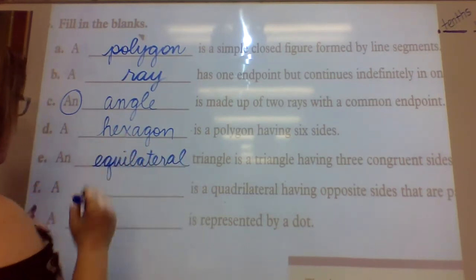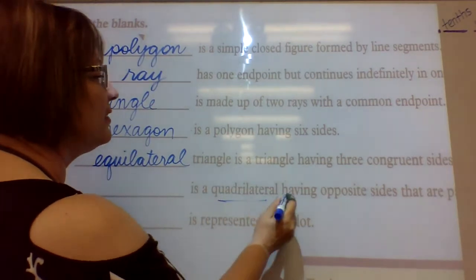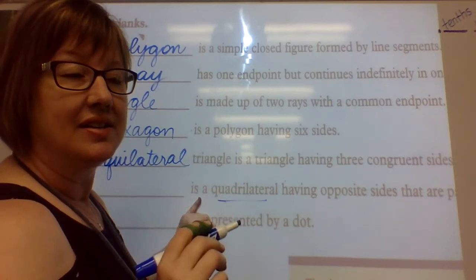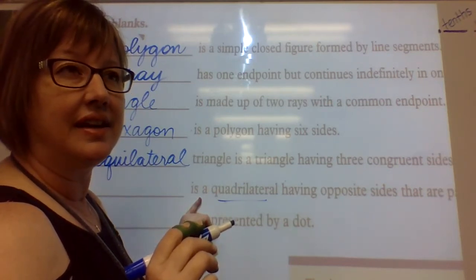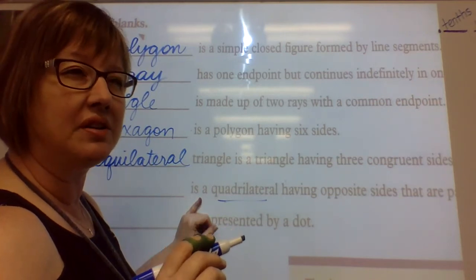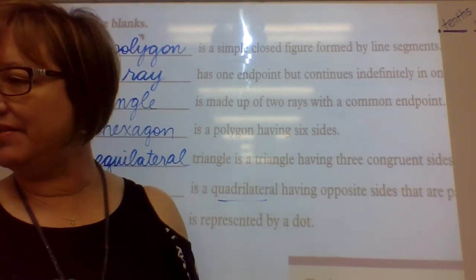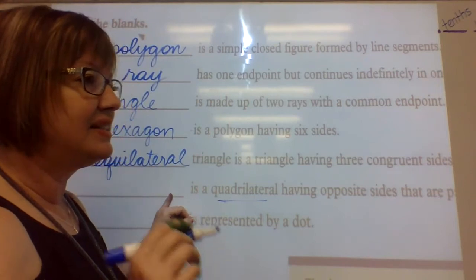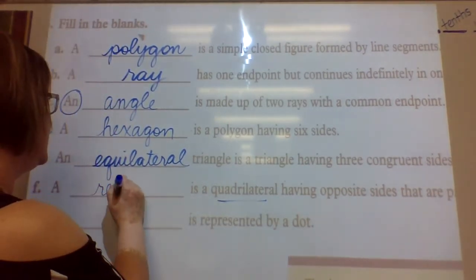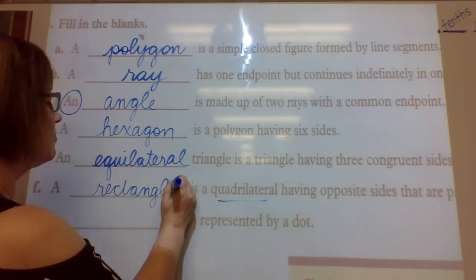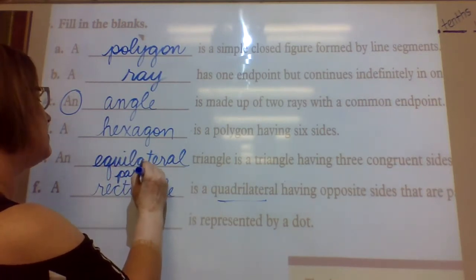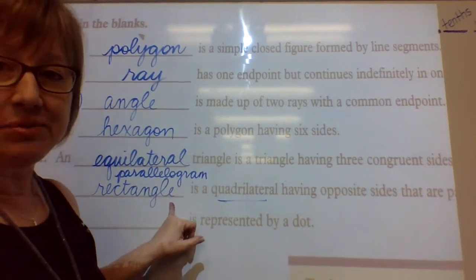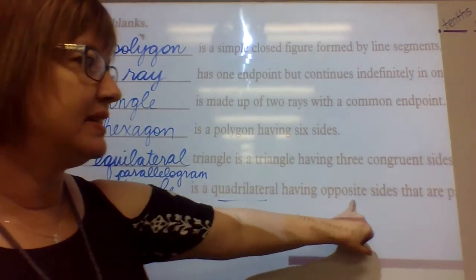Okay, and then letter F, a what is a quadrilateral having opposite sides that are parallel? That is, let's see, opposite sides that are parallel. Is that the parallelogram or the rectangle? I may have to look that up myself. And I don't have my book here, so you guys will have to look it up. I think opposite sides that are parallel, I think that's a rectangle because, well, I think it could be either one, a rectangle or a parallelogram. I could be wrong. I'll have to get back with you on that. I don't have my book here. Okay, it's one of those, because both of those have opposite sides that are parallel.